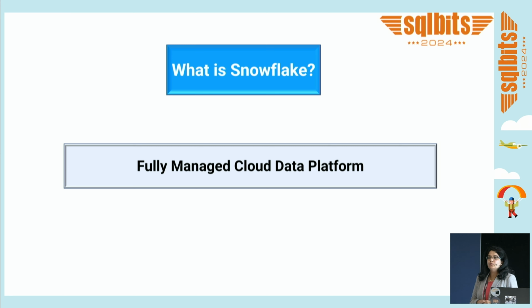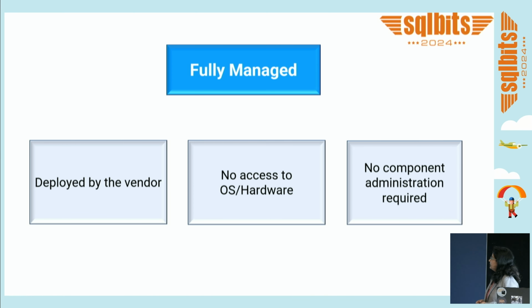So what is Snowflake? Snowflake is a fully managed cloud data platform. What does this mean? What is the meaning of fully managed? Fully managed means that it's a web portal, you sign up there, and now all your services would be deployed by the vendor. You pick what you are looking for, what kind of edition, what kind of business model, but underneath you do not have to worry about the deployment.